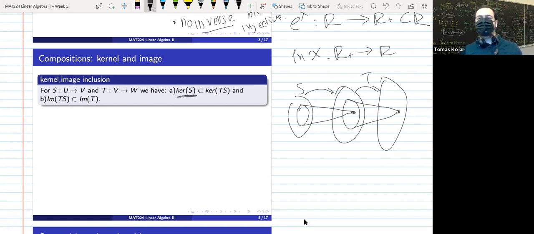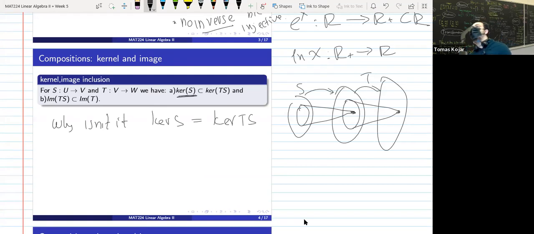Now let me ask you a question. Why isn't the kernel of S equal to the kernel of TS? What could possibly happen, such that you could have more elements that give you 0 for T of S? What do you think will happen?